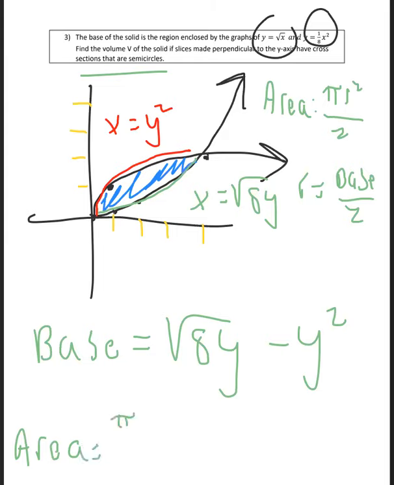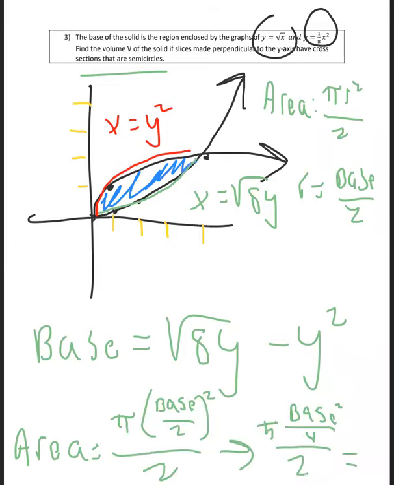Over 2. Kind of, which is pi base squared over 4 over 2. And then frankly what I would do is just make this pi over 8 over base squared, because it's just too many numbers, like you have a fraction over a fraction, and that's really complicated. So it really is just pi over 8b squared.